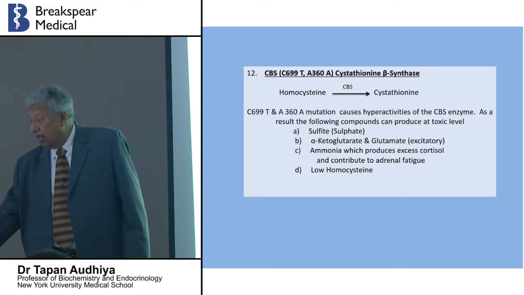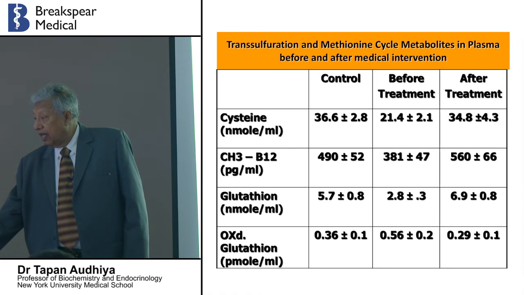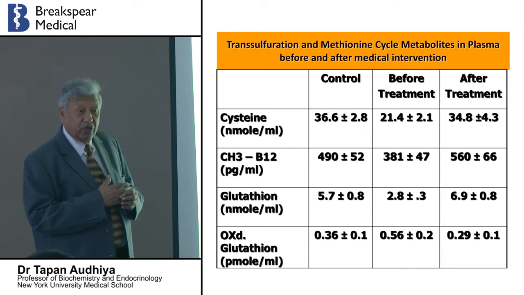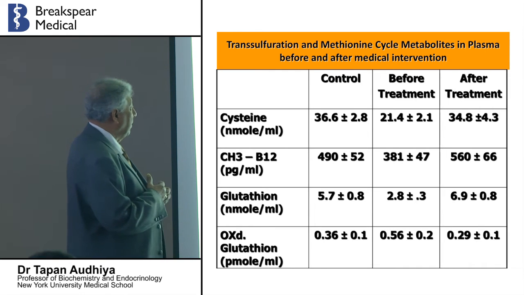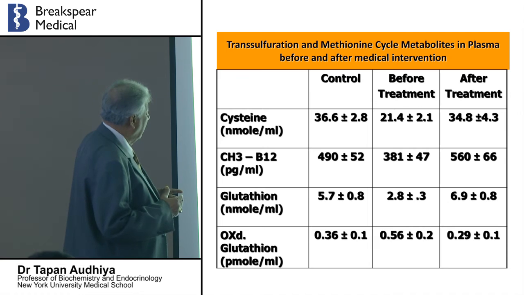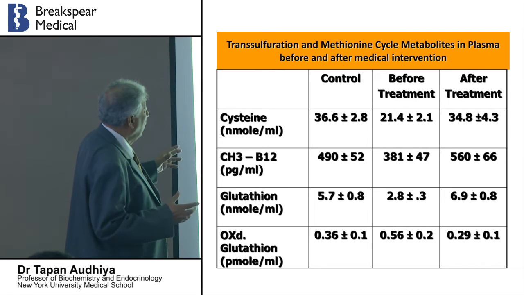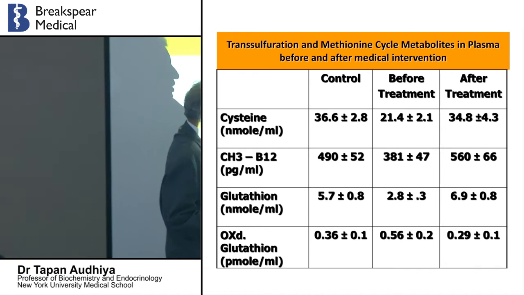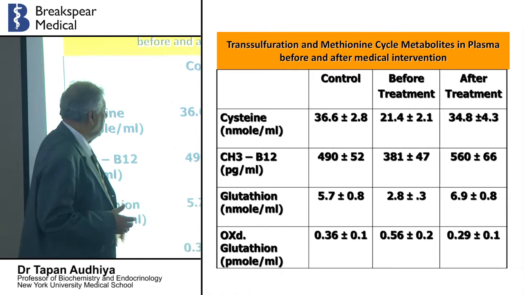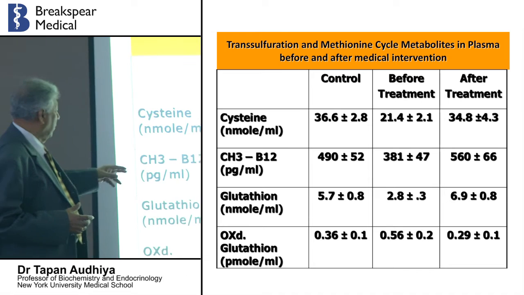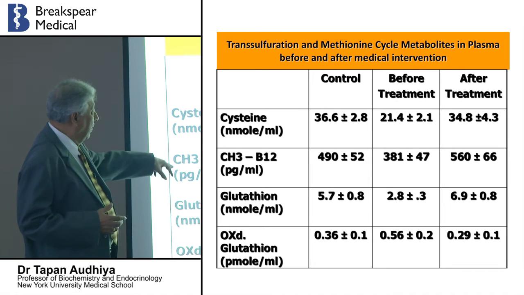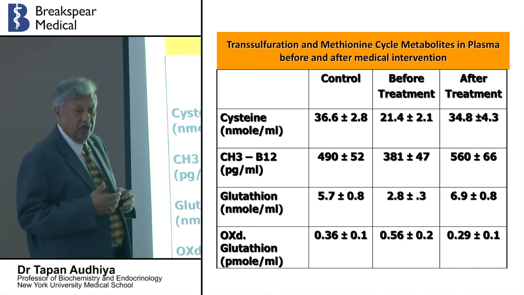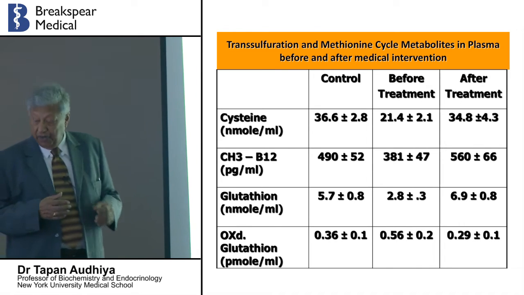I think this is the main mutation information I have talked to you about, which is very important. And these are just some data which show you that if you have a low cysteine, you can bring it back to normal. Methyl B12, if you have low levels, you can bring it to normal with the treatment. What kind of treatment, we are going to show you.